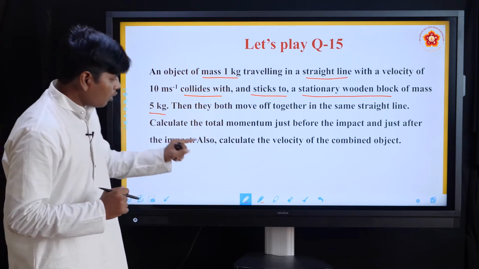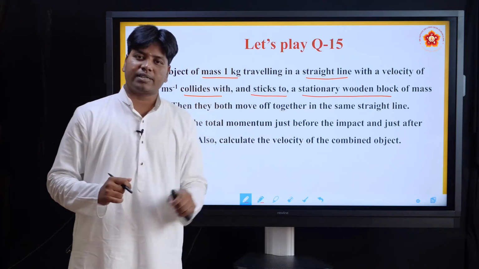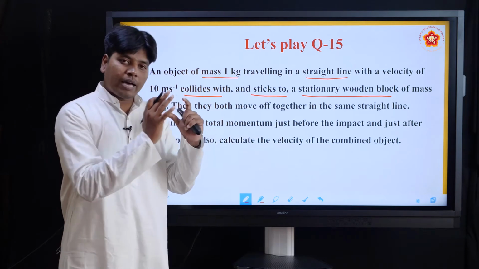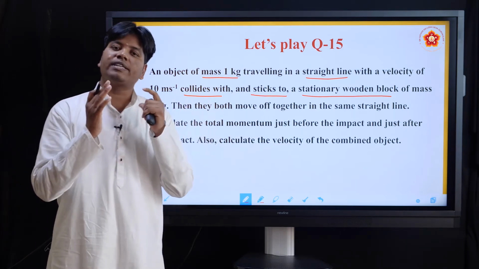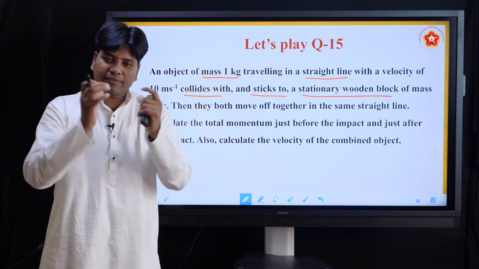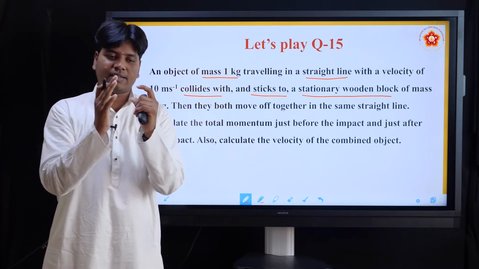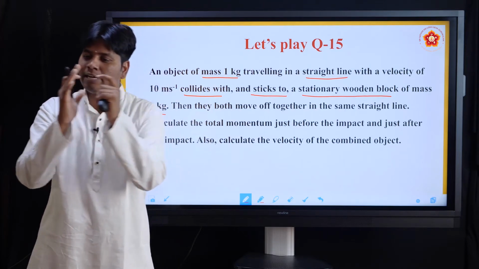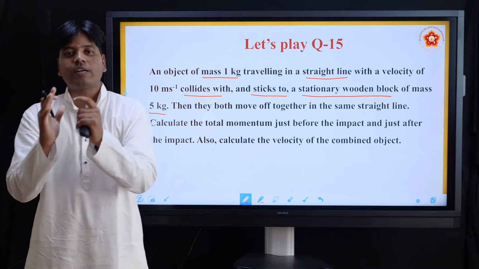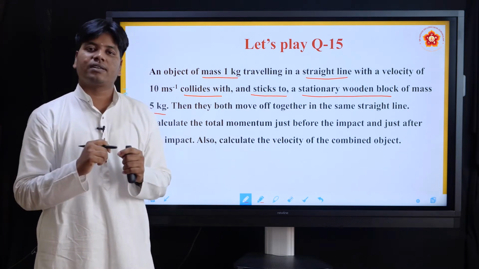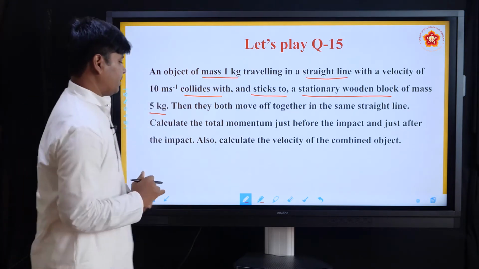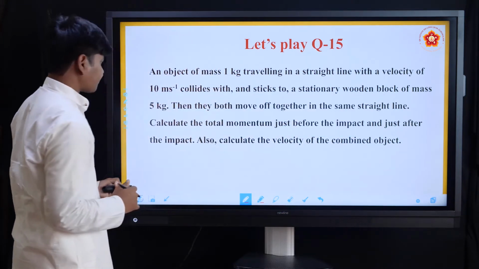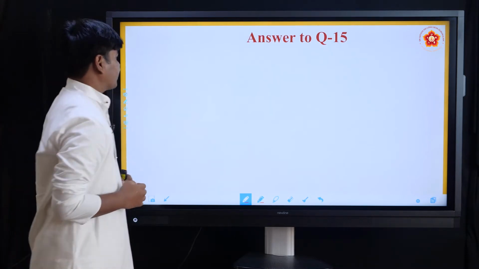The second thing, also calculate the velocity of the combined object. Right? So after collision, what happens? They move along. That means a new object is formed. Before they were separate. Now they collide with each other and stick to each other and this forms a combined object and it moves. So we want the velocity of this combined object. So let us see pictorially what is happening in the problem.